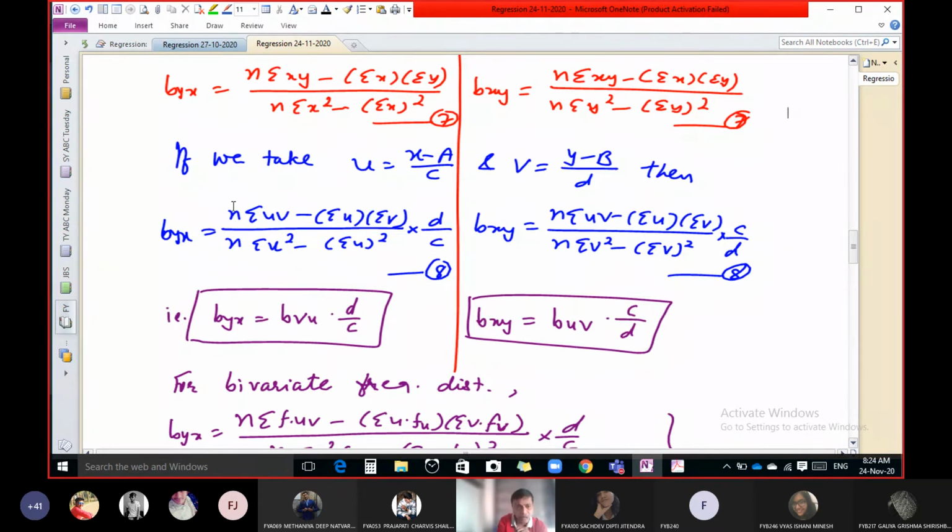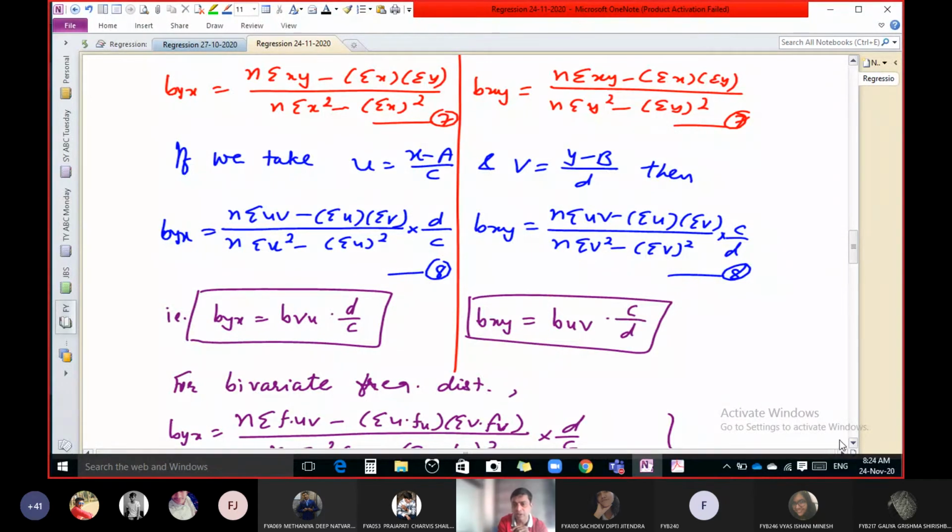Now this part is denoted the same way, byx. Instead of y and x, if we put v and u, then we get n sigma uv minus sigma u sigma v upon n sigma u square minus sigma u the whole square, which is the same thing as here. So instead of this byx, we get bvu into d by c. So this is another formula of byx, bvu into d by c. Here, buv into c by d.